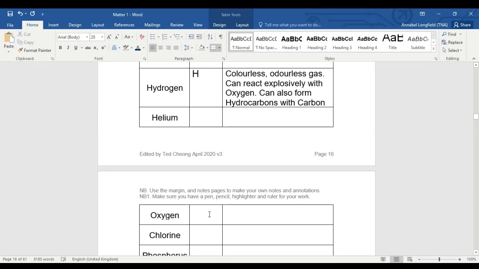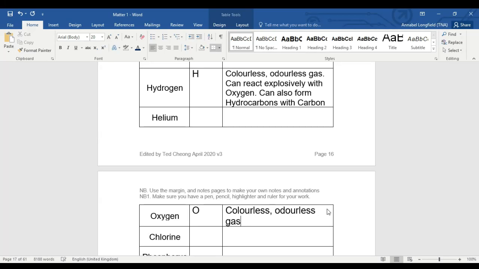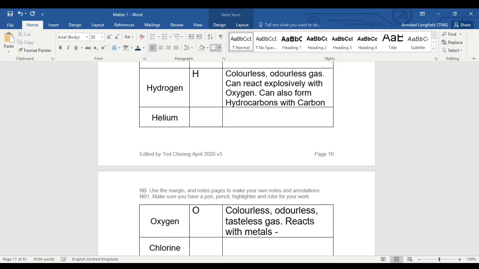Okay, so for oxygen, the symbol is capital O. It is again a colourless, odourless gas, but it was also tasteless. So it's a colourless, odourless, tasteless gas. Reacts with metals to then produce metal oxides.